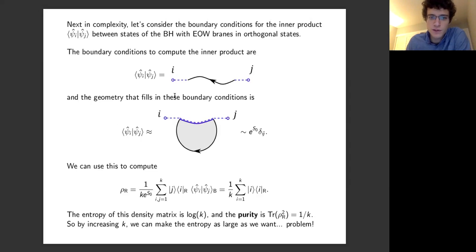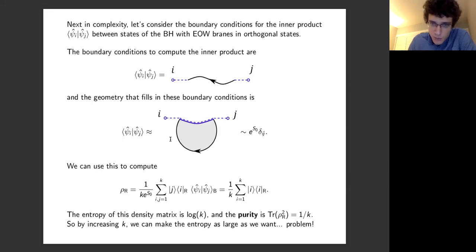So the first question is an important one. What are the states psi I? These are states of the black hole where we put an end of the world brane in state I. And we're free to choose a basis for the states of the end of the world brane. And we can pick a basis where they're orthogonal. And that's what we've done. That means that the propagator for the end of the world brane is proportional to delta ij.